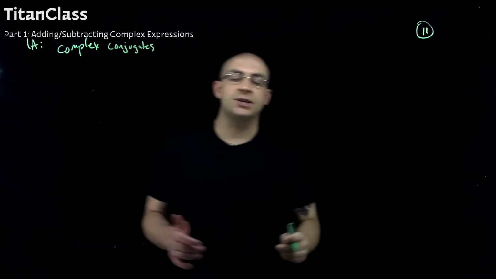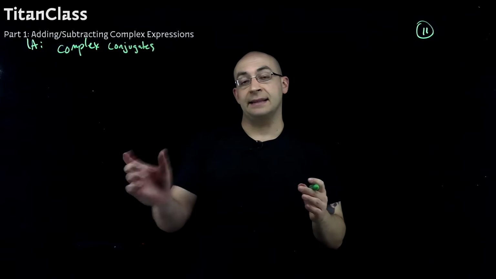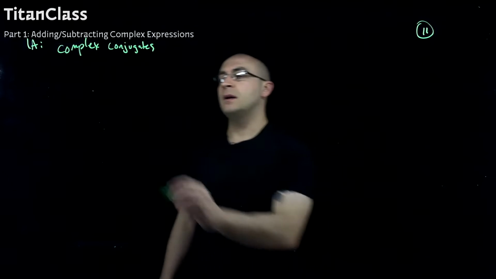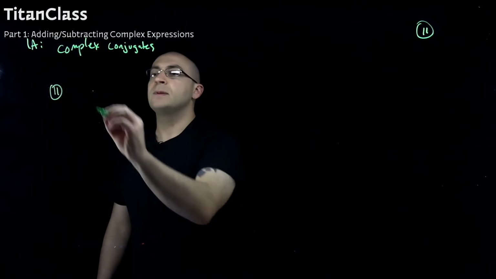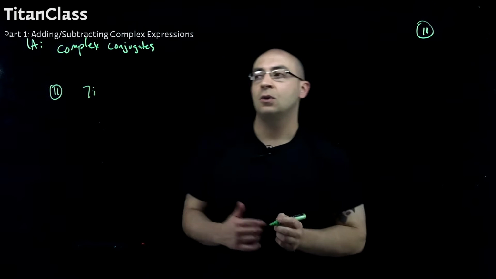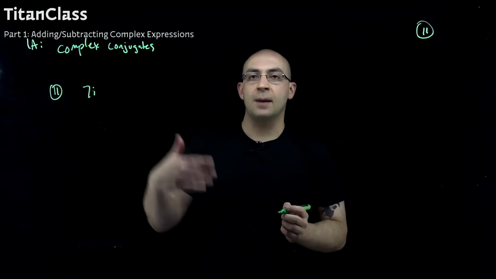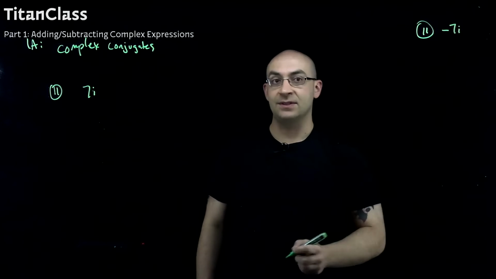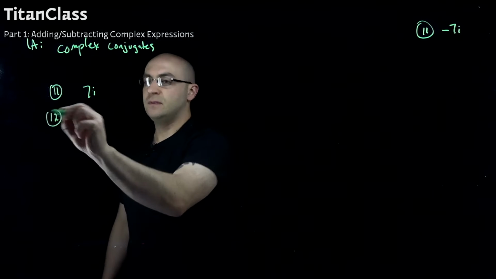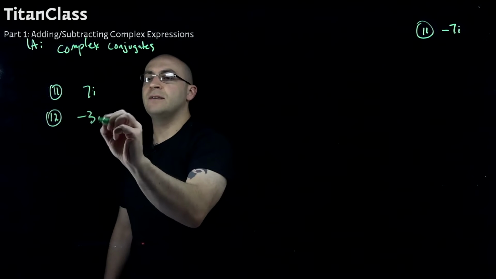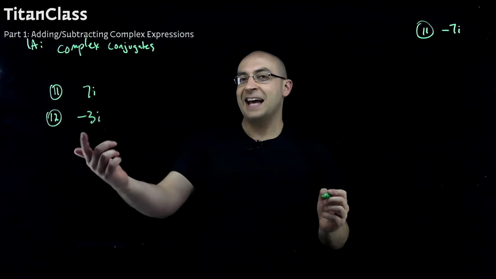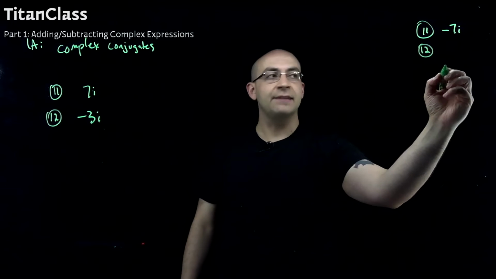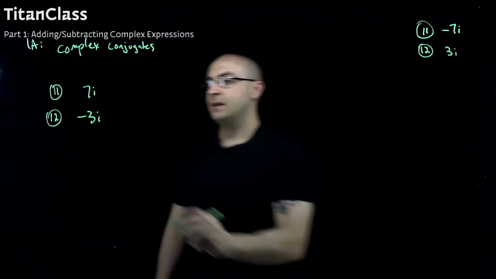So remember that the complex conjugate is really just the opposite sign that links things together, or if it's a single term, it's just the opposite sign. So number 11 asks us, what is the complex conjugate of 7i? Okay, well, if that's a positive 7i, the complex conjugate, or the conjugate, is just the opposite sign. So for number 11, we've got a negative 7i. Number 12, what is the complex conjugate of negative 3i? Well, again, it's just the opposite sign. This is a single term. So the complex conjugate of negative 3i is positive 3i, right?